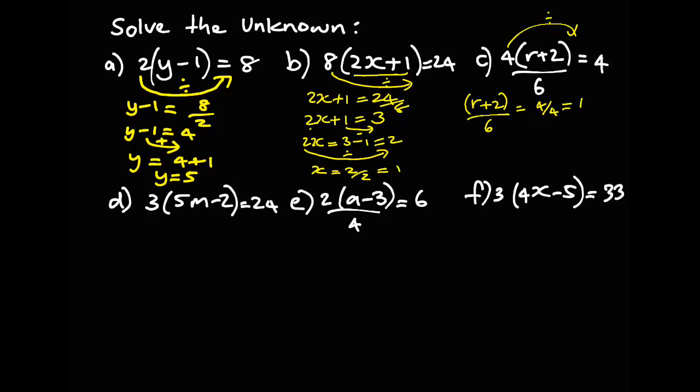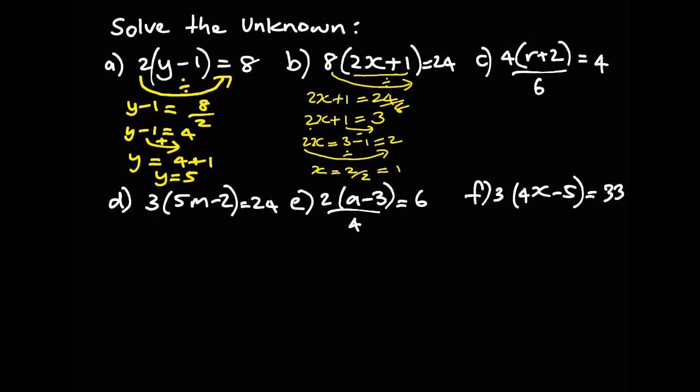Now we can bring the 6 across to multiply. So we're left with r plus 2 is equal to 6. And then the 2 comes over, but it's a plus 2, so it comes over as a minus 2. So it gives you r equals 6 minus 2 equals 4.